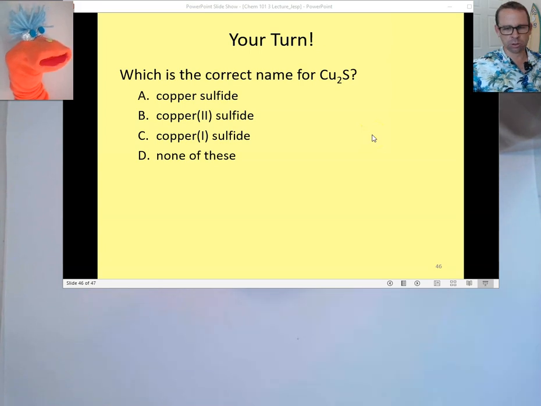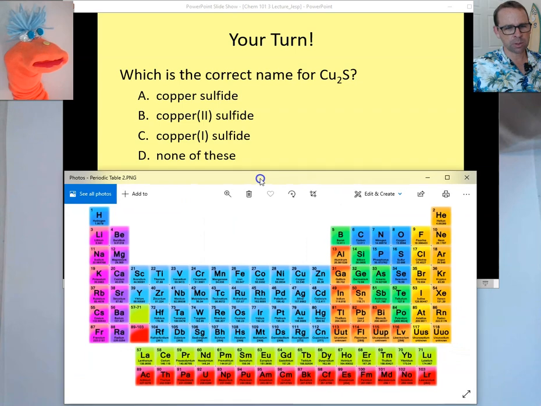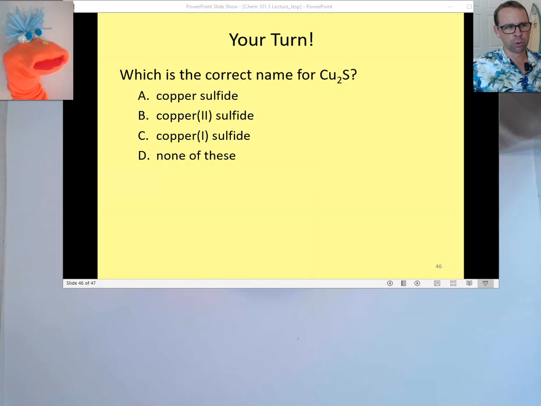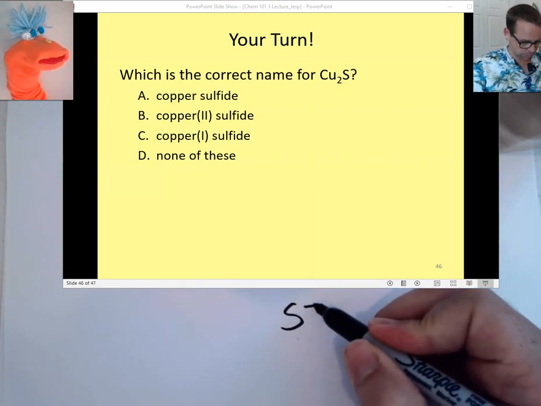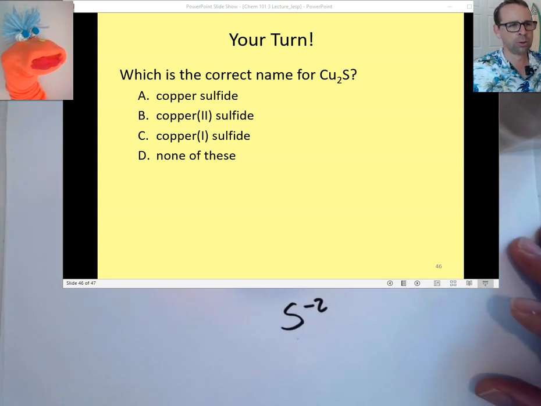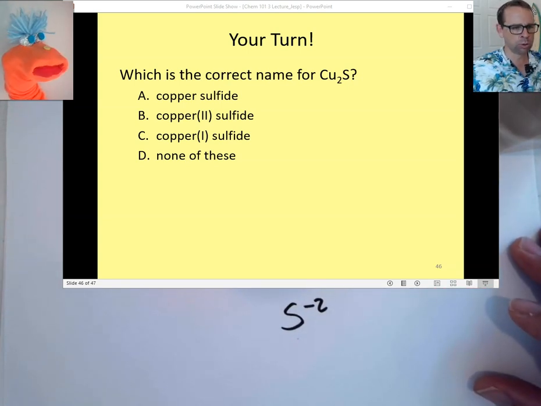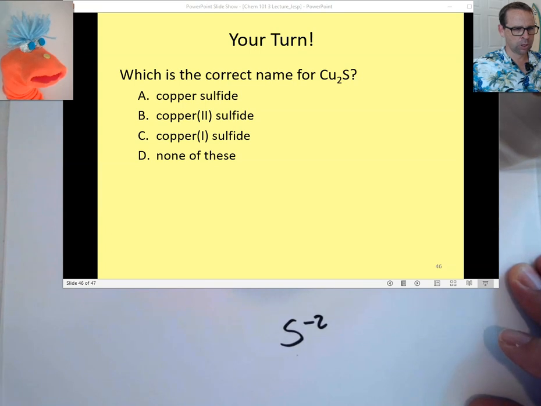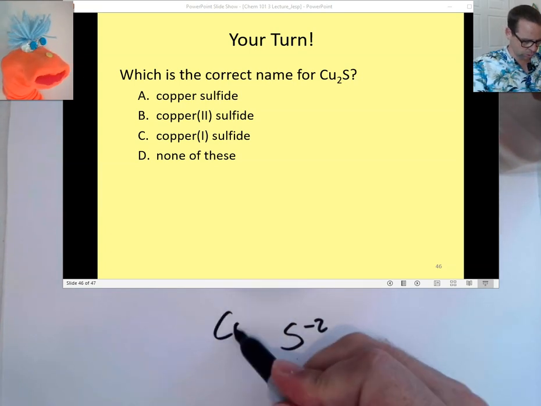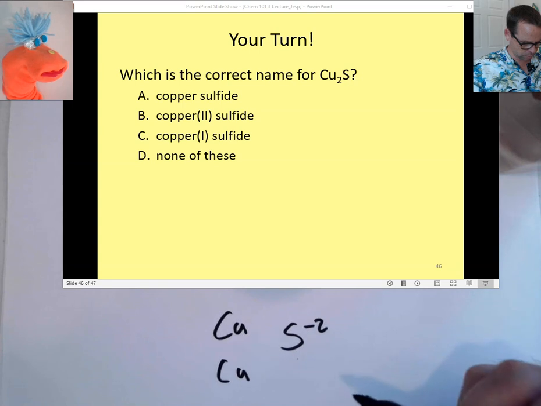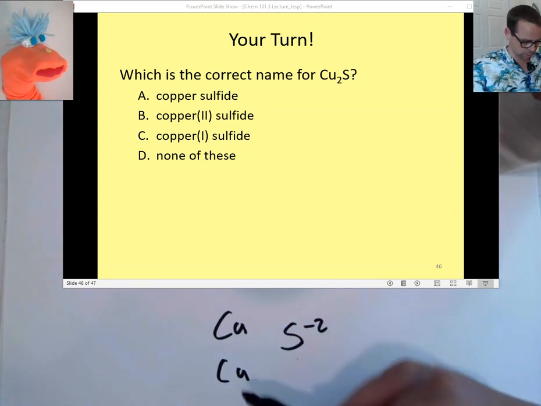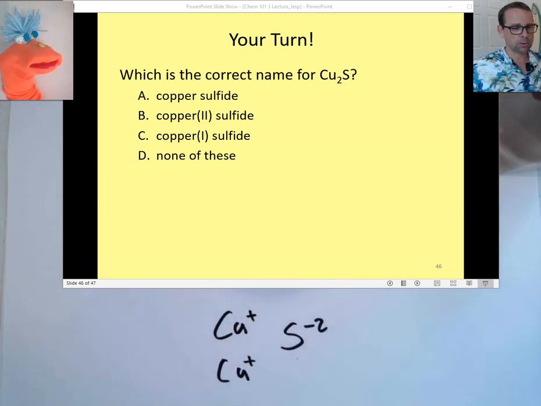What's the charge on the sulfur? Yeah, the sulfur. What does it do? Let's bring up the periodic table here. Okay, so it forms a -2 charge. Very good. And copper there is, well, there's 2 of them. So if sulfide is a -2, and you had 2 coppers, then each copper must have a +1. Is that it? That's right.